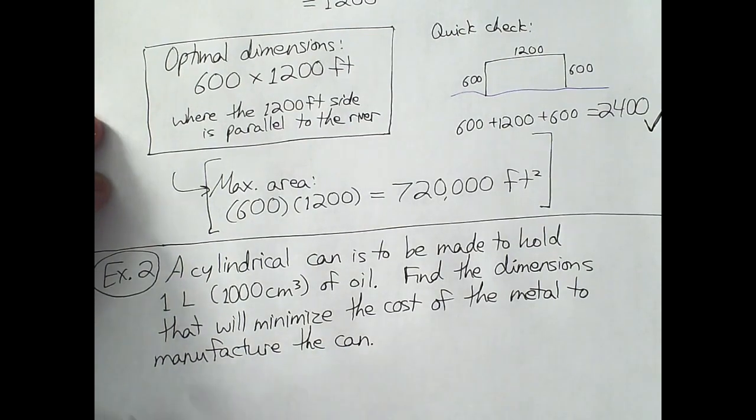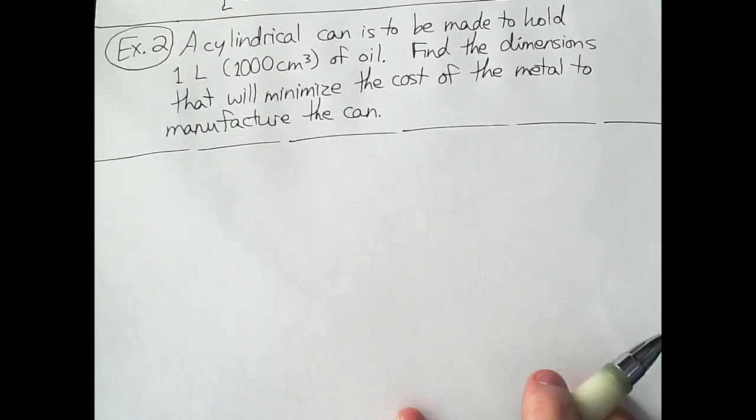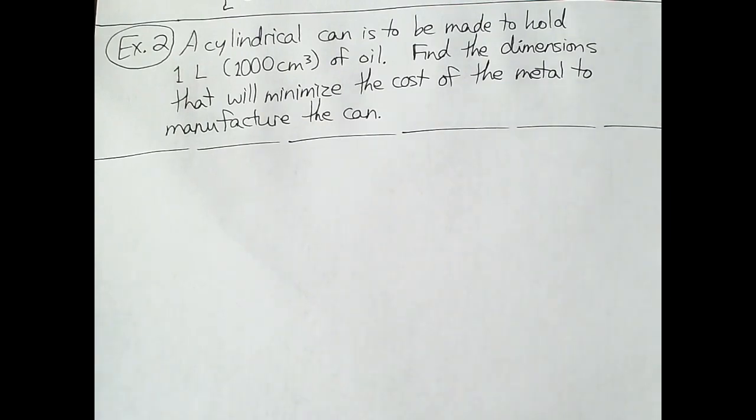So there's no picture provided. That's the entire problem. No picture. So what information is given here? I guess we're given that it's a cylinder. We're given the volume that it's supposed to hold. And that's it.